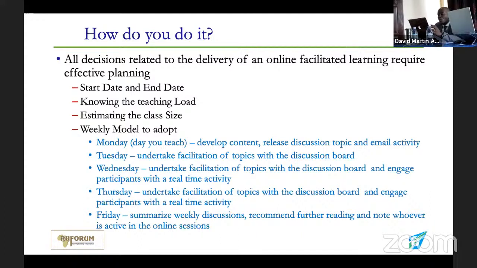We need to know our estimated class size. Once you know the class size, you are able to facilitate well. If you have a class of 1,000 students, how are you able to actually support all the 1,000? Can you decide to put them in groups, virtual groups, and then support them within their virtual groups? How do you do it?